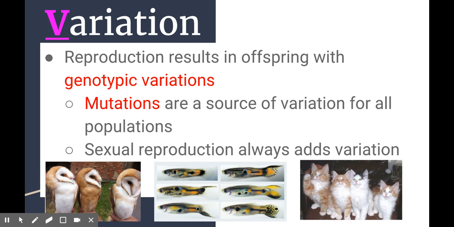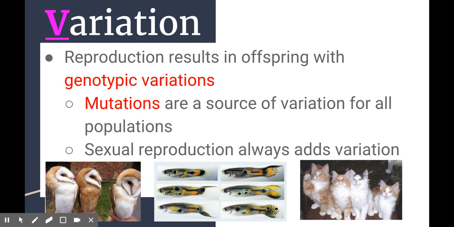The first thing you need for evolution by natural selection to happen in a population is variation. Reproduction results in offspring with genotypic variation. This means that their DNA is going to be different from their parents. The one source of variation in all populations is mutation. Every single time DNA copies itself for reproduction, it makes some mistakes. And this is going to lead to variation in bacteria, in your protists, your fungi, in your plants, your animals. Everything has mutation as the source of variation.